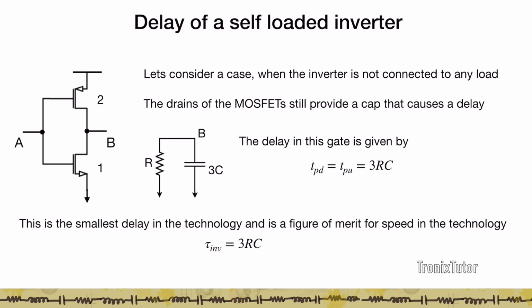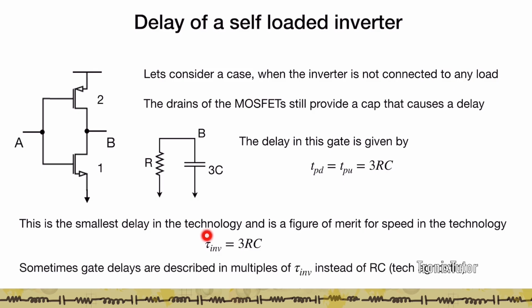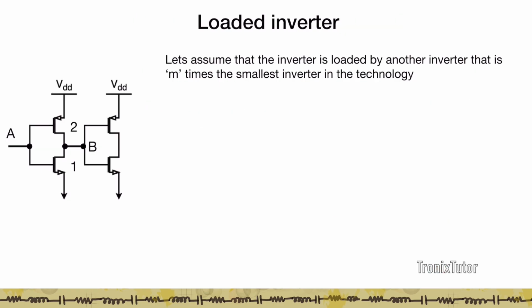So the delay of this circuit is specifically called out as tau inverter, and it is given by 3 RC. So we sometimes use the units of tau inverter to talk about delays in a circuit. And that tau inverter is normally 3 RC if you assume the PMOS and NMOS have a width ratio of 2:1. When we do it in terms of tau inverter, we basically make it agnostic to the technology. So let's assume that we have connected an inverter whose size is M times the initial inverter. So this is M into 2 and this is M. So this inverter whose delay I want to measure is driving an inverter which is M times its size.